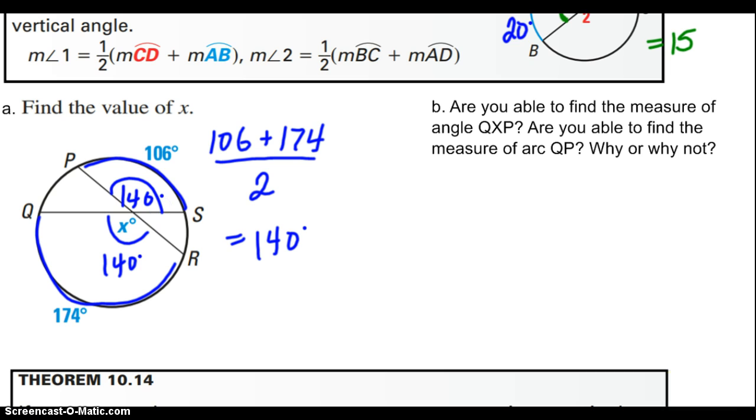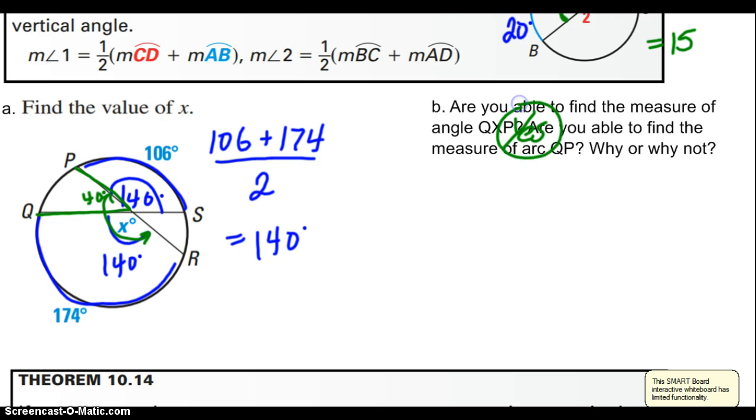For B, are you able to find the measure of angle QXP? Let's see, QXP, can we find the measure of that? Well, we could. We know that these two angles are going to be supplementary. So 180 minus 140, you're left with 40 degrees. So the answer is yes.